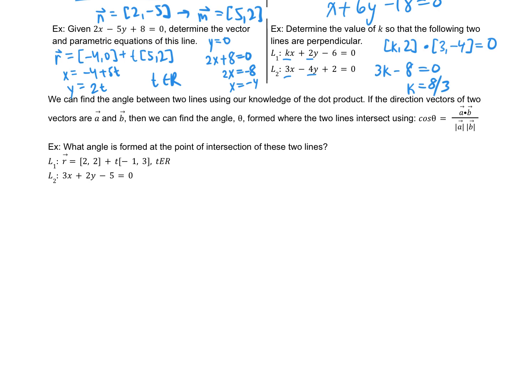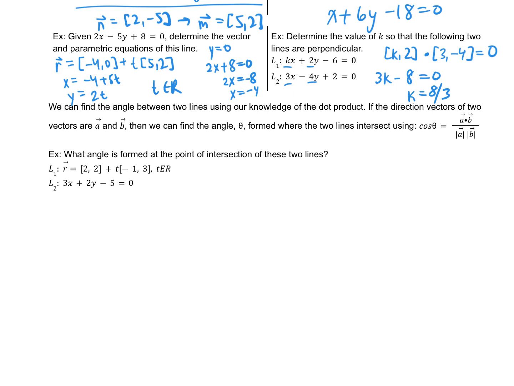So for line 1, the direction vector, so I'll just say m1, is -1, 3. For the second line, I'm not given the direction vector, I'm given the normal. And the normal is 3, 2, which means the direction vector of the second line is 2, -3. Now, let's get ready to find our angle.